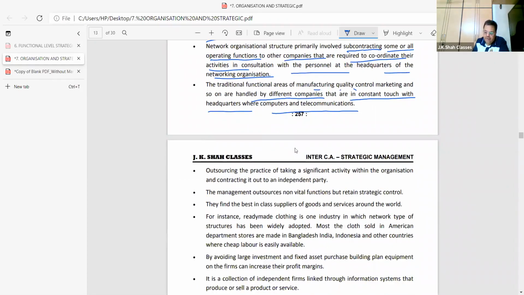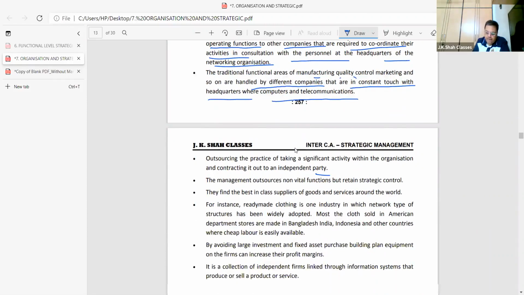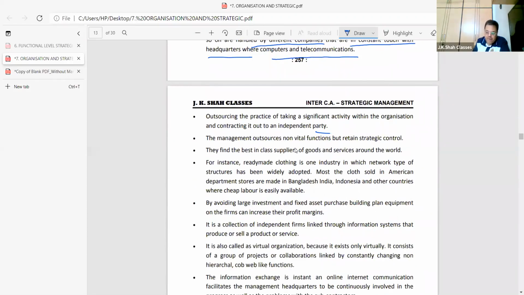Outsourcing is the practice of taking a function within the organization and contracting it to an independent party. Now look, the next point is very important. The management outsources non-vital functions but retains strategic control. Meaning what? Come on, tell me. All the activities are given to other people, and what it has in its hand is the control.